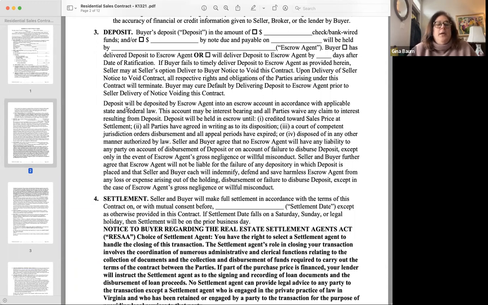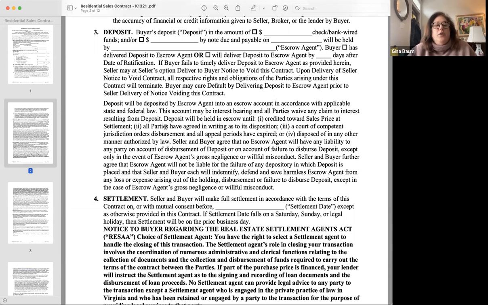The deposit will be held by escrow agent in an escrow account in accordance with applicable state and federal law. This account may be interest bearing and all parties waive any claim to interest resulting from deposit. Deposit will be held in escrow until credited towards the sales price at settlement, all parties have agreed in writing to its disposition, a court of competent jurisdiction orders disbursement and all appeal periods have expired, or disposed of in any other manner authorized by law.